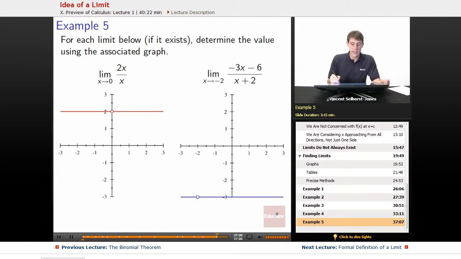For each limit below, if it exists, determine the value using the associated graph. So our first one, limit as x goes to 0 of 2x over x. Well, that one's pretty easy. It's clearly going towards 2 because it's just steady state at 2 all the time.